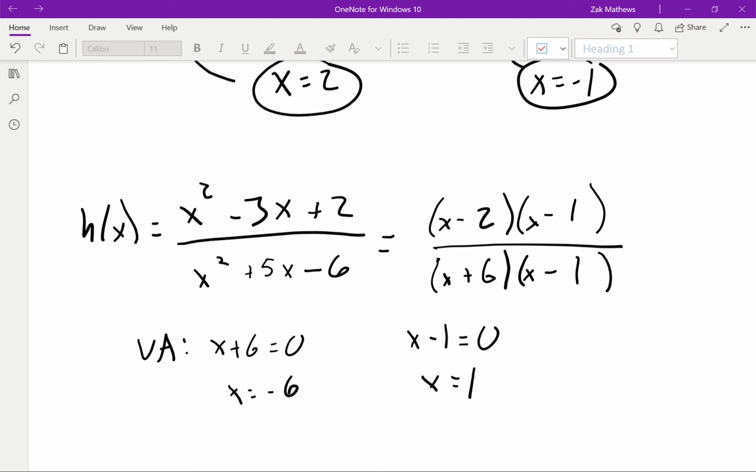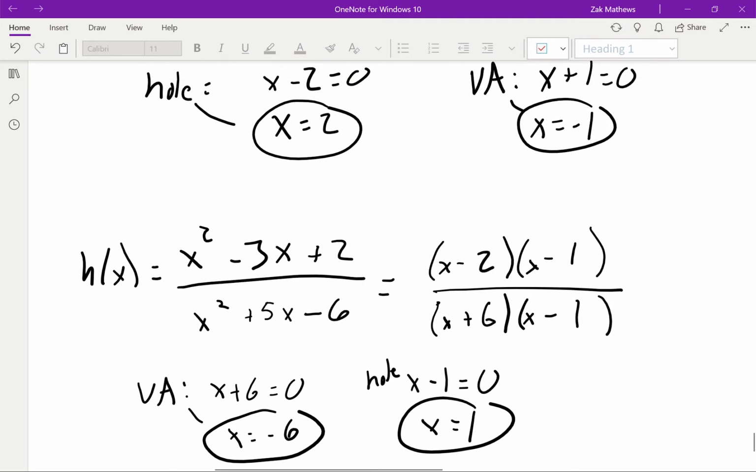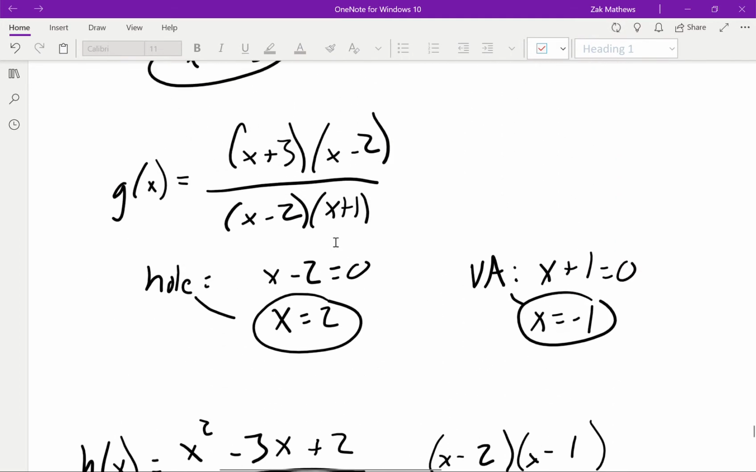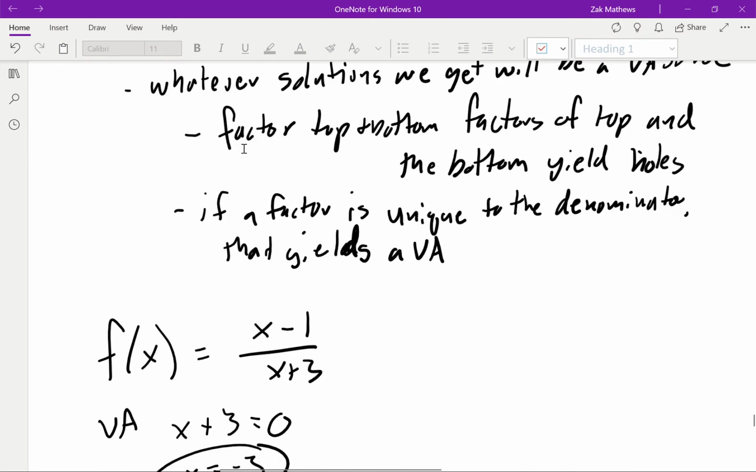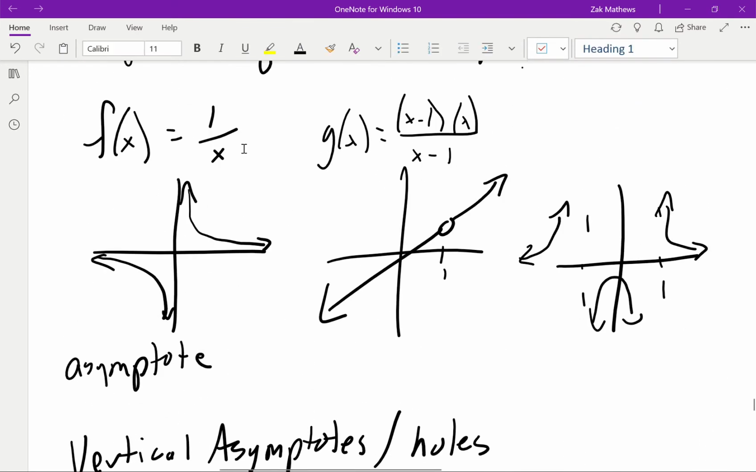So here I've done 2 examples. Forgot to write this was a hole. 2 examples where we have one vertical asymptote, one hole. I've done one where we just have a vertical asymptote. And remember, something like this one up here can give us just a hole, because notice those factors top and bottom match. We get a hole of 1 and then nothing else. There's no other vertical asymptotes.